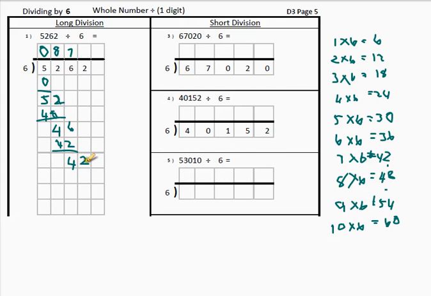Now 6 go in 42. Let's look. Oh, here it is in our times table. It is 7. So that is 7 times 6 is 42. We take away to get our remainder, which is 0. And there isn't another number to bring down, which means we are finished. The answer is 877. Okay?